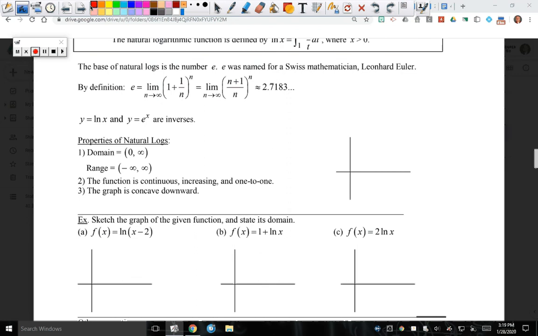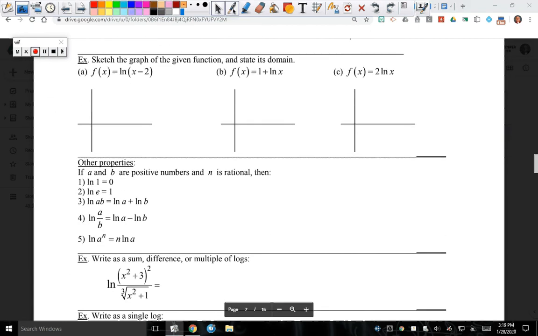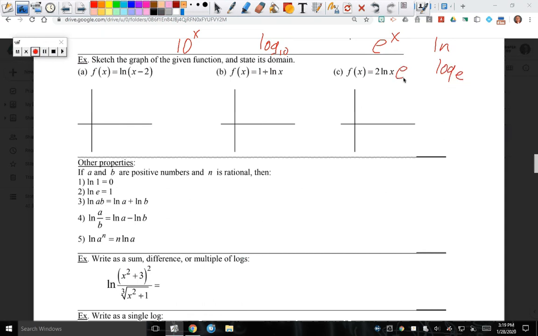The best thing that I would say is that natural logarithms and exponentials are inverses of each other. Just like 10 to the x and log base 10 are inverses of each other. Okay? So those are flip-flops of each other, just like these are flip-flops of each other, because this is the same as log base e.